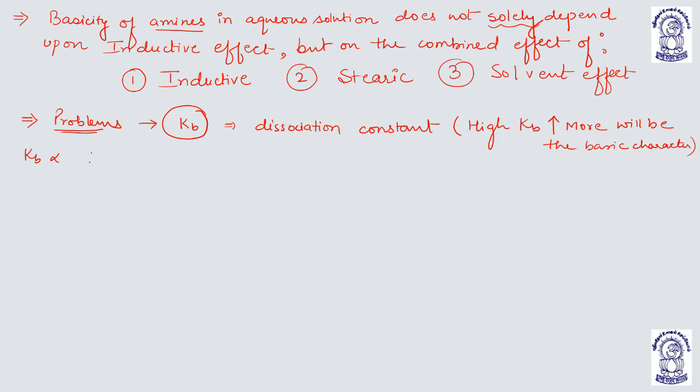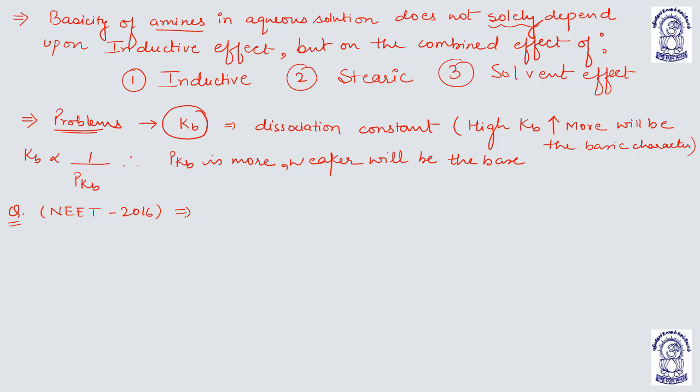Kb is inversely proportional to pKb. That is, if pKb is high, then weaker will be the base. So in NEET 2016, the question was: you have to find out the most stable carbanion.